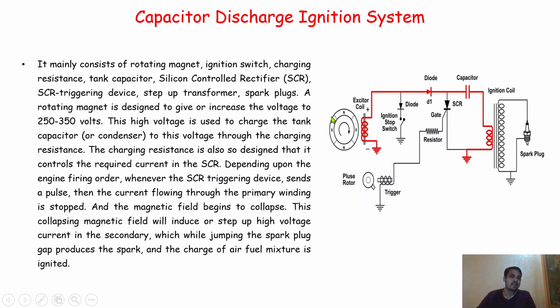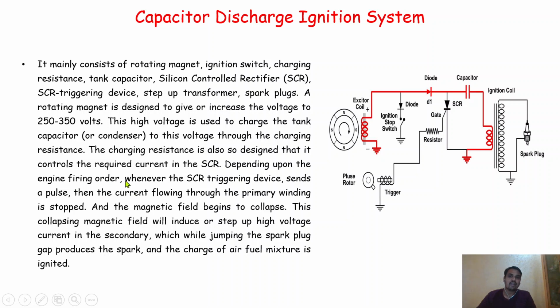So the main intention of this rotating magnet is to increase the voltage up to 350 volts, and with the help of this increased voltage we can charge the capacitor which is connected over here. The charging resistance is also designed so that it controls the required current in the SCR. SCR is nothing but the silicon controlled rectifier, which is connected along with this one.